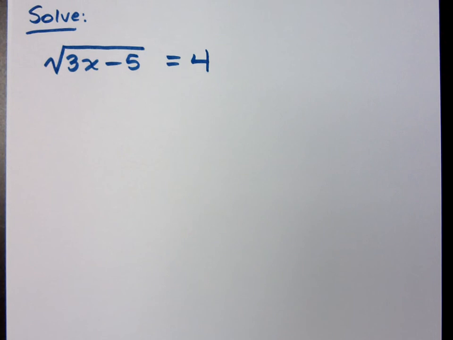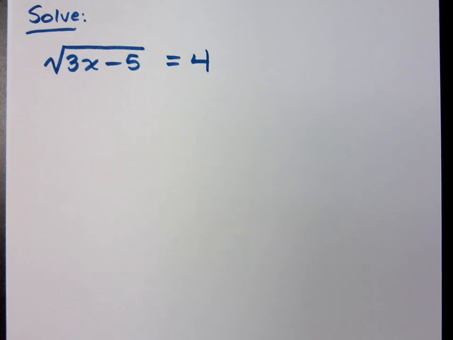So what do I need to do? The radical is by itself, right? The radical is the whole thing with the 3x minus 5 in it. You better make sure that your square root symbol goes as far as it's supposed to. So the radical is by itself.